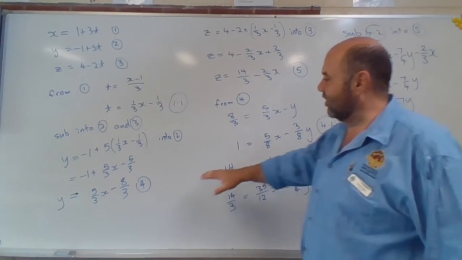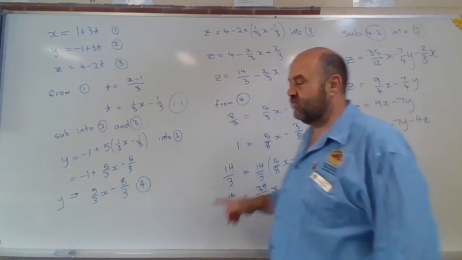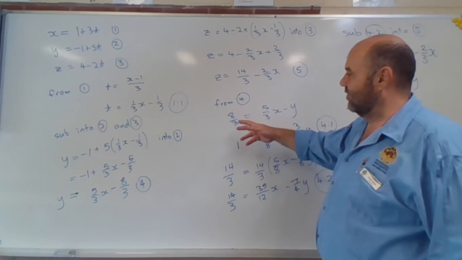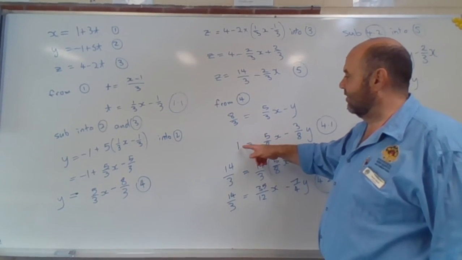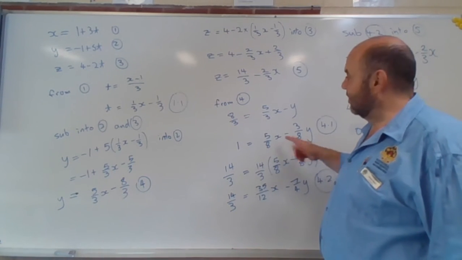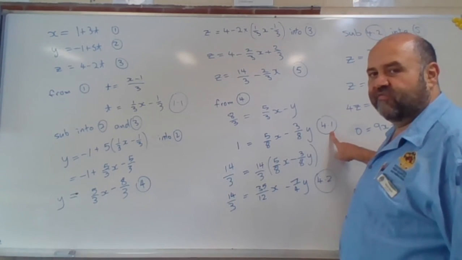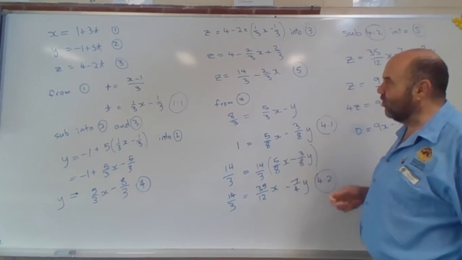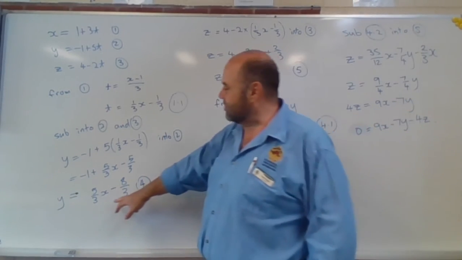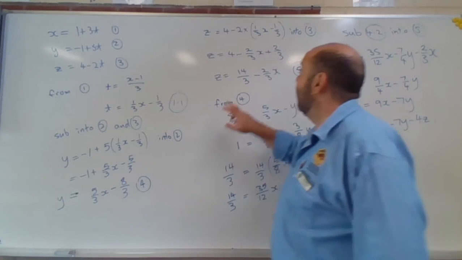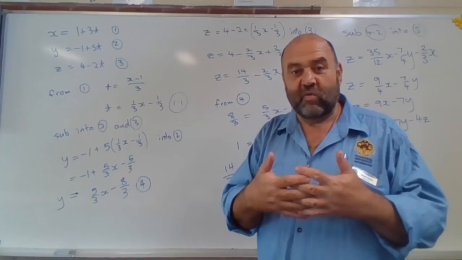Now, having a look at equation 4, I rearranged it to make the 8 on 3 the subject, and then multiplying by 3/8, I was able to make 1 the subject of this equation. So multiplying by 3/8, I got 1 equals 5/8 x minus 3/8 y. I call that equation 4.1. Why am I doing this? Well, look what I've got. Equation 4 is y in terms of x. Equation 5 is z in terms of x. Well, I want x, y, and z to be in the same equation together.